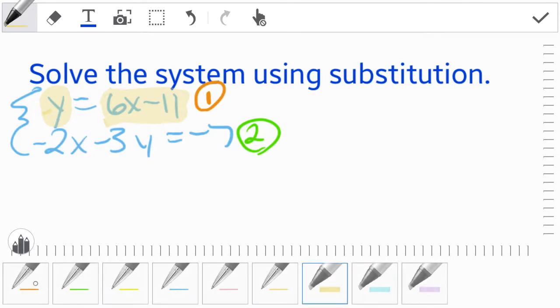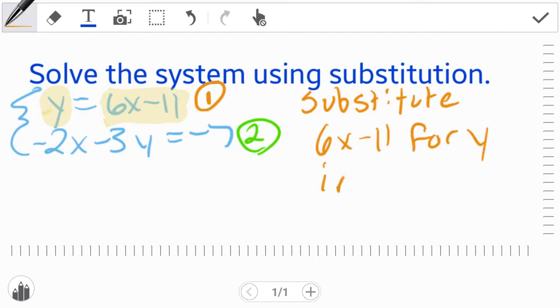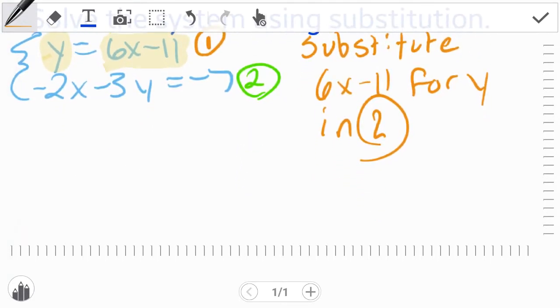So then what I'm going to do is I'm going to substitute 6x minus 11 for y in the second equation. So that means I'm actually going to take this second equation, this one right here, and I'm going to replace y with 6x minus 11. So let me show you how we do that.